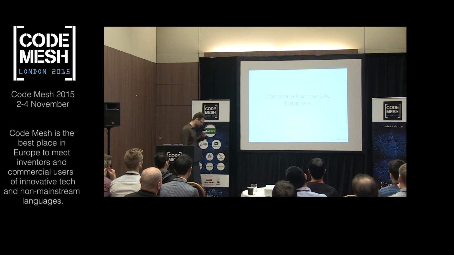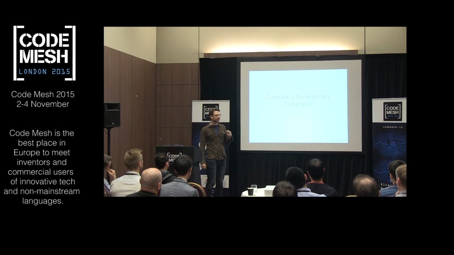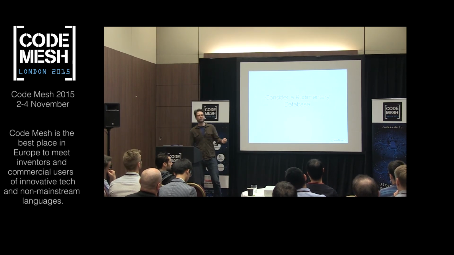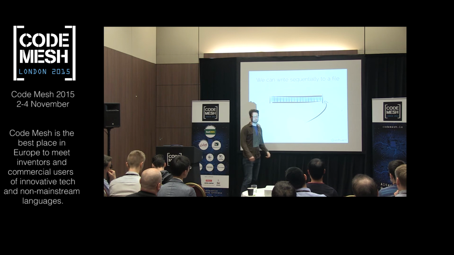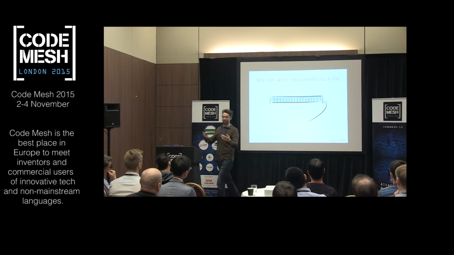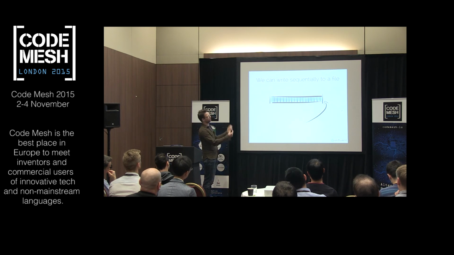Let's examine this a little bit further, and think about a rudimentary database. A rudimentary database is nothing more than a file. If we want to add data to our little database, we can just append it to the end of the file, and that will work really well because that's a sequential write workload. So we'll get the throughput of our disk media.